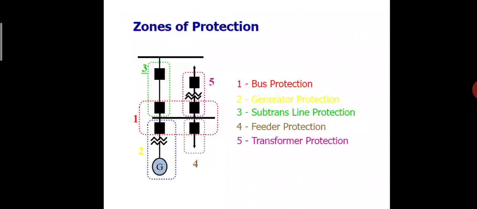Zones of protection. First one is busbar protection, second one generator protection, third one transmission line protection, fourth one feeder protection, fifth one transformer protection. G means generator.